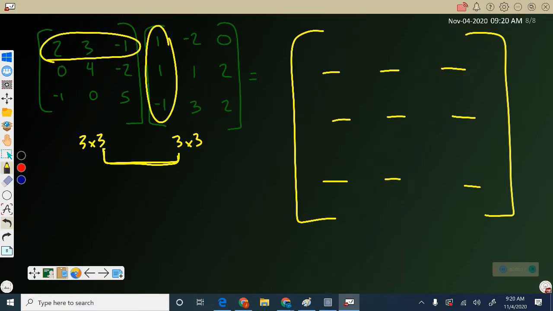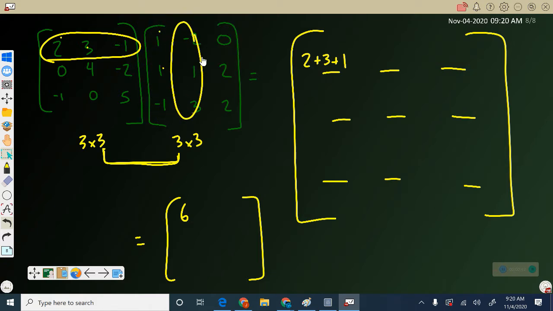So what I mean is 2 times 1 gives you 2, plus 3 times 1 gives you 3, plus -1 times -1 gives you 1. So that first entry in our final answer, 2 plus 3 plus 1, would be 6. Then we have to move to first row and second column now.